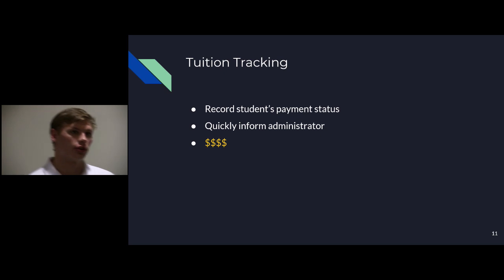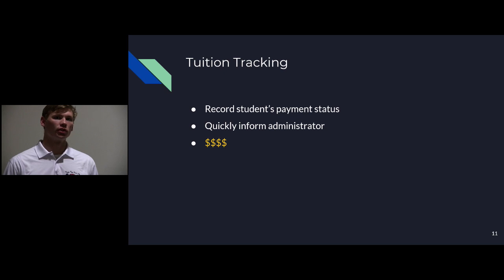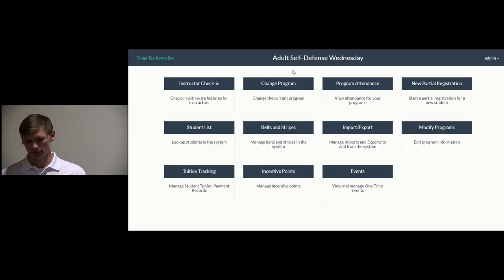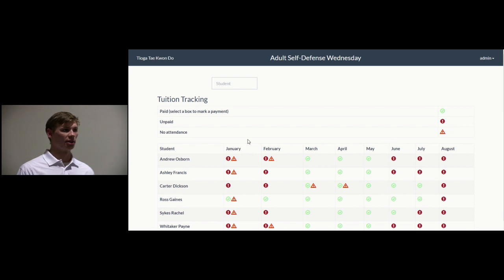Tuition tracking was a feature that the sponsor wanted to be able to monitor the status of individual students' payments across each payment period. They wanted to be able to quickly identify the tuition status for each student and then also modify it. So jumping into the demo, this is the administration view. They're going to go to the tuition tracking page, and they're going to be given a list depending on the specific program they have selected.